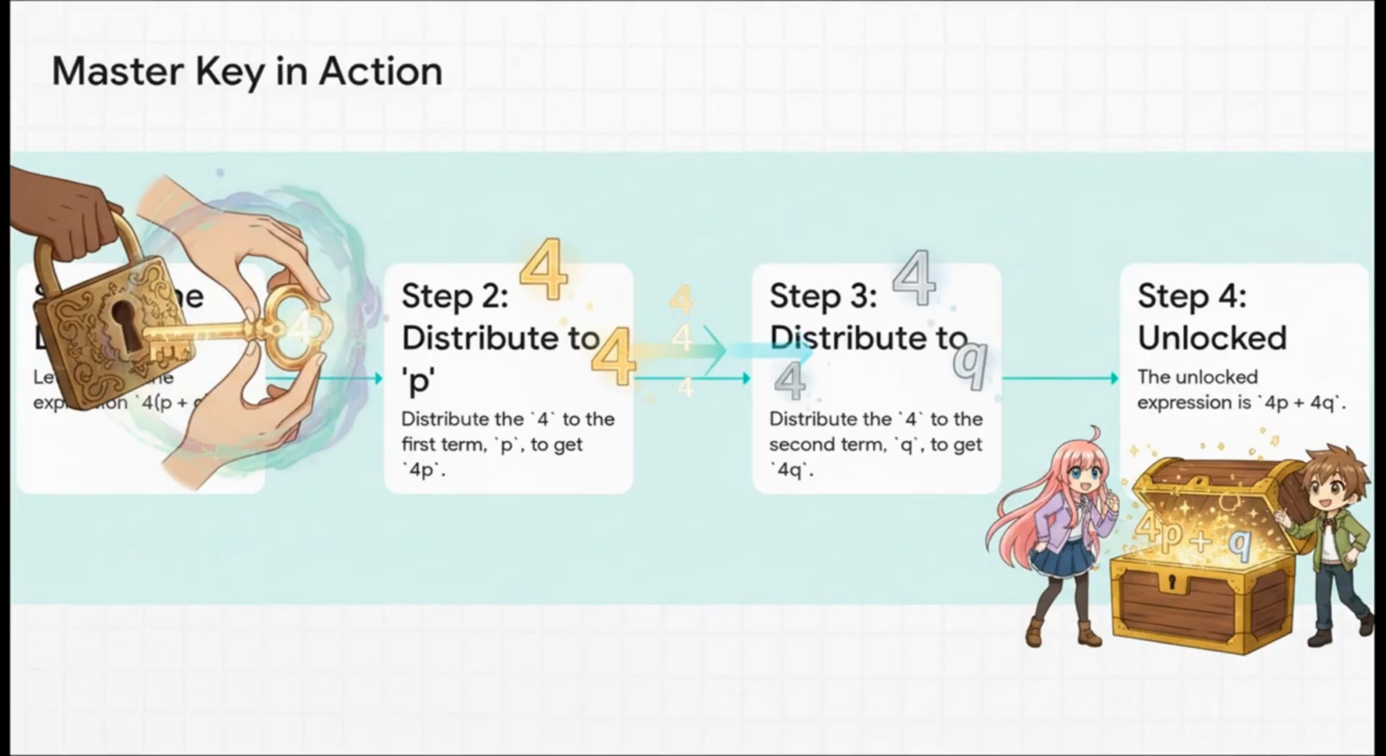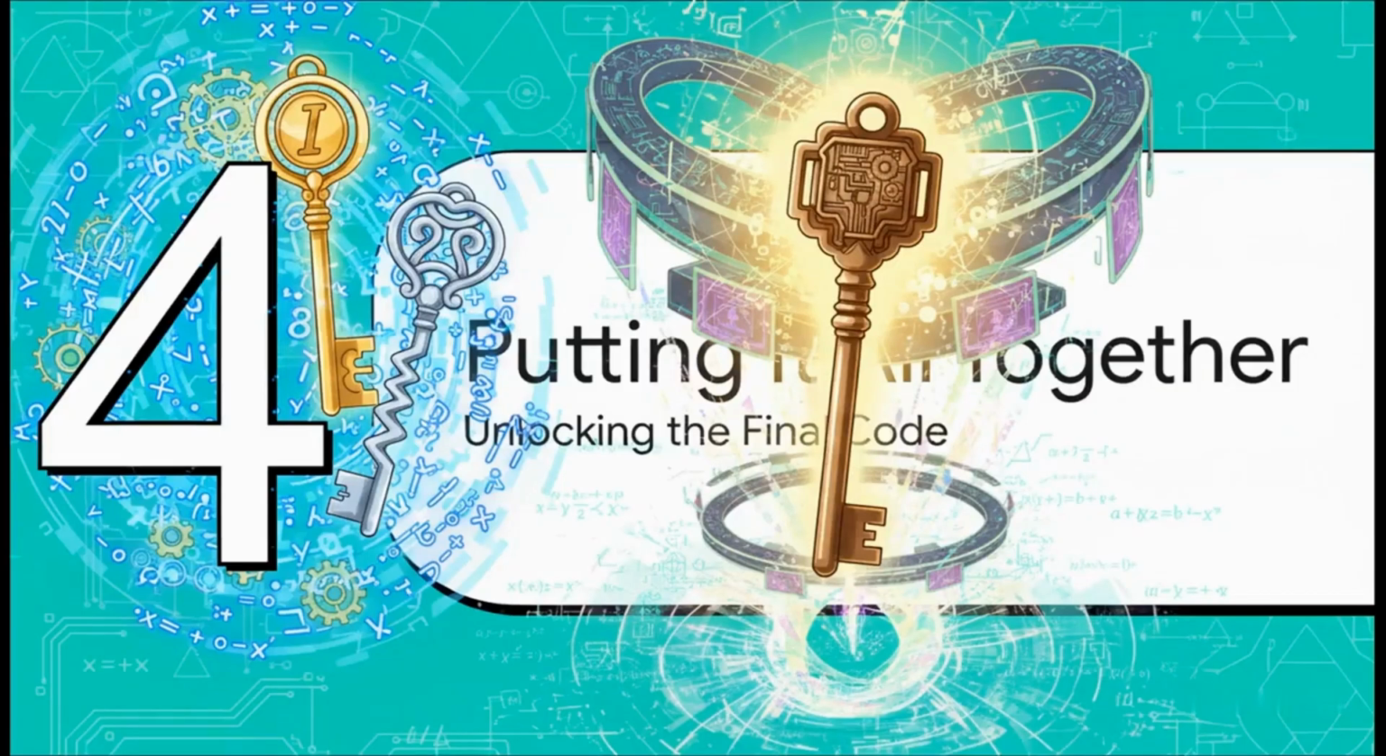We've got 4 times (P plus Q). First, we distribute that 4 over to the P. Bam, you get 4P. Then we do the same thing with the Q. We share the 4 with the Q and we get 4Q. The lock just pops open, and we're left with our new expression, 4P plus 4Q. So clean, right?